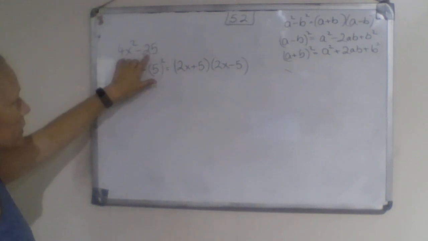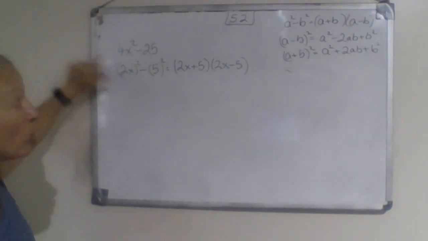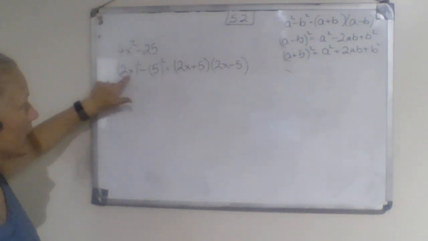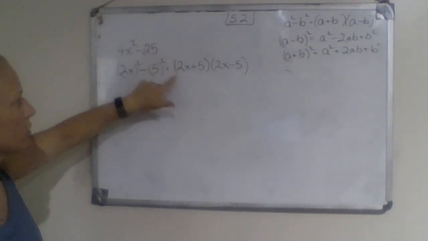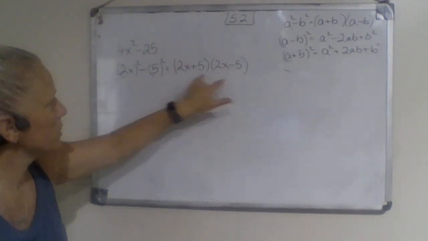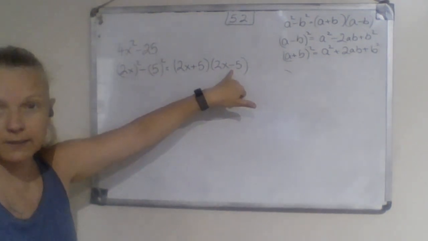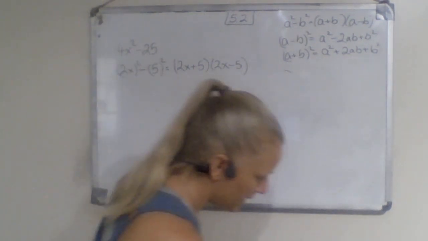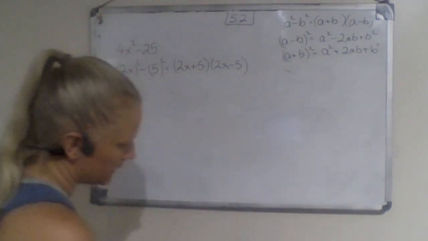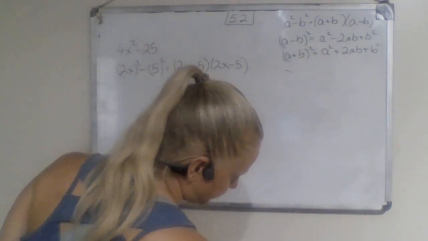So if you can look at your numbers and realize, okay, this is 2x all squared, because 2 squared is 4, x squared is x squared, and this is 5 squared, then you just copy the numbers. One has a plus, one has a minus, and you're good to go. Okay. Let's look at another problem that they give us here.